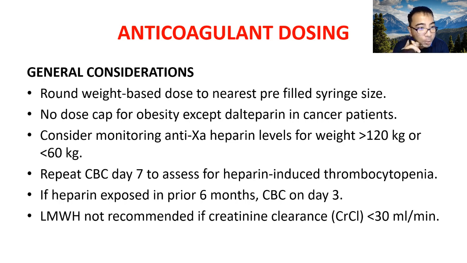So normally class, usually the computation of dosing of anticoagulants, especially those given subcutaneously, is based on weight. Therefore class, if, for example, you computed 45 milligrams of fondaparinux, and the available pre-filled syringe is 50 milligrams, obviously we will give the whole 50 milligrams. So you usually round it to the nearest available pre-filled syringe. Okay? So, no dose cap for obesity except for dalteparin in cancer patients. Then, consider monitoring your anti-10A heparin levels for weight greater than 120 kilograms or for patients weighing less than 60 kilograms.